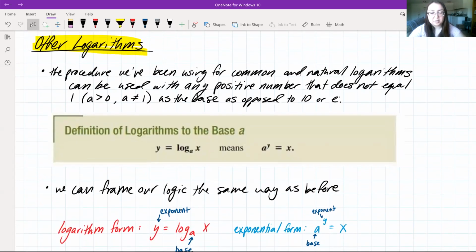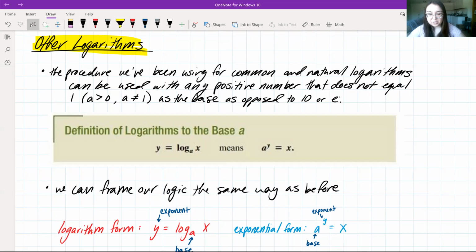All right, so now some other logarithms we have. The procedure we've been using for common and natural logarithms can be used with any positive number that doesn't equal 1. So this means that if we had a theoretical constant, a, that just means that a will have to be greater than 0, but it cannot be equal to 1, as the base, as opposed to 10 or e. So you can have this value of a as a base as long as it's greater than 0 and not equal to 1. The only issue is that 1 to any exponent is always going to be 1. So the only answer for log base 1 would have to be 1. So that's why we don't use 1, but anything greater than 0.